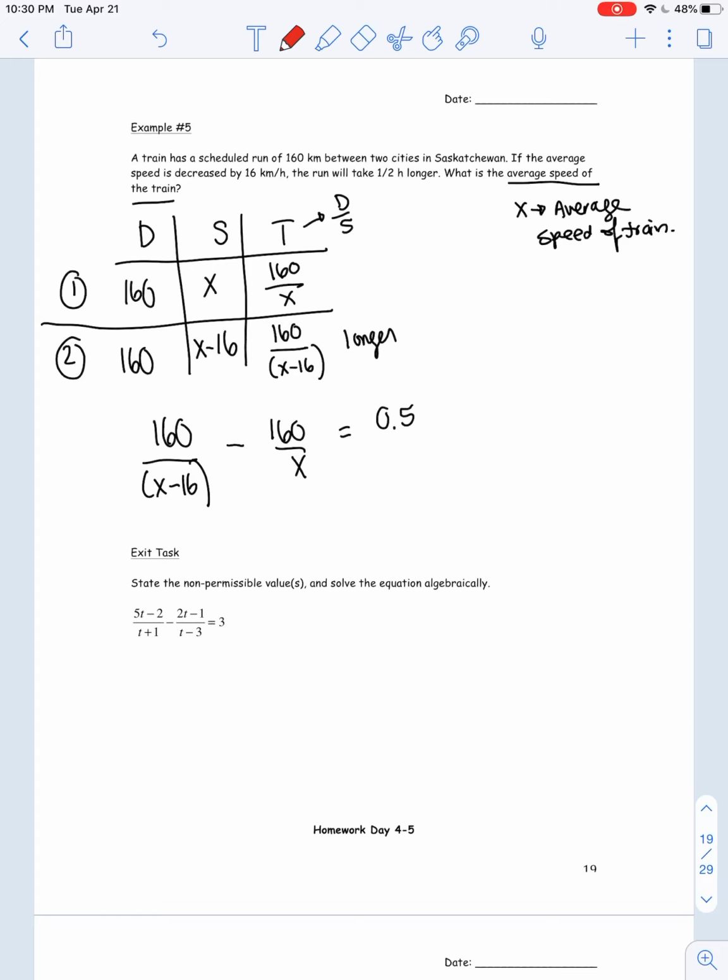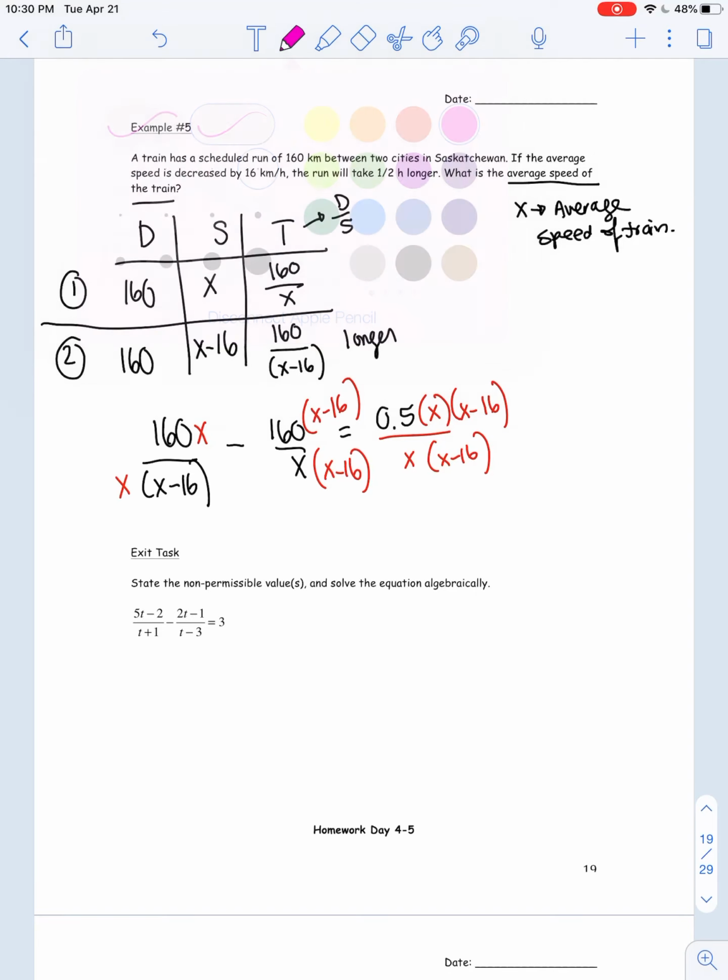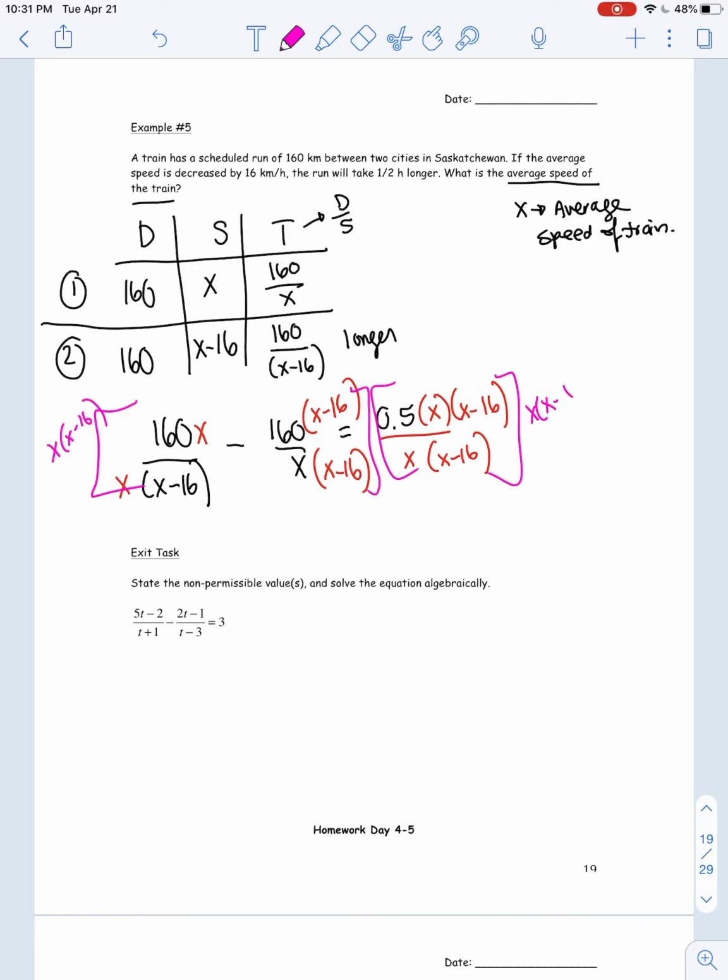Okay, so with the algebraic approach, we want to multiply the first fraction by x, and this one by x minus 16, because that's a different factor. And then the right side we multiply by x and x minus 16, top and bottom. Don't forget that we're going to multiply the whole left side by x and x minus 16, and the whole right side by x and x minus 16. Those will cross off all the denominators, so they're all going to go away.